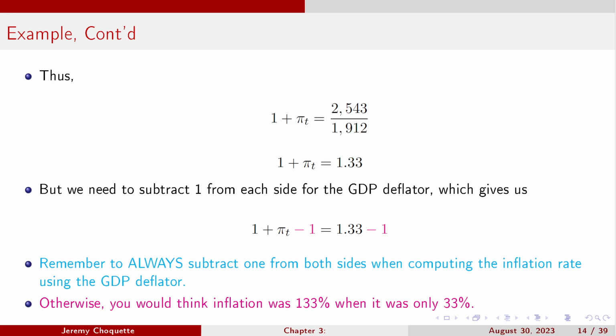But remember, it's 1 plus the inflation rate, right? I just want to know what the inflation rate is. So I've got to subtract 1 from both sides there, right? Which gives me 0.33 or 33% inflation. Now remember here, you're always going to want to subtract 1 from both sides when you're computing the inflation rate using the GDP deflator, because otherwise you'll see inflation's like 133%, when that's not the case. It was only 33%. So always remember to subtract 1 from both sides when computing inflation this way.